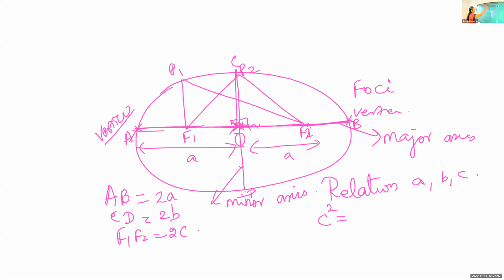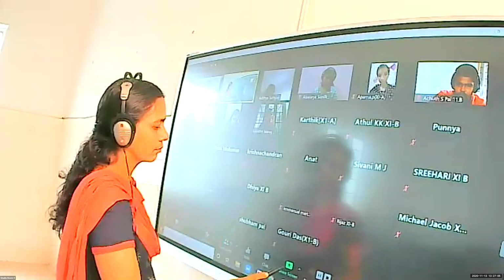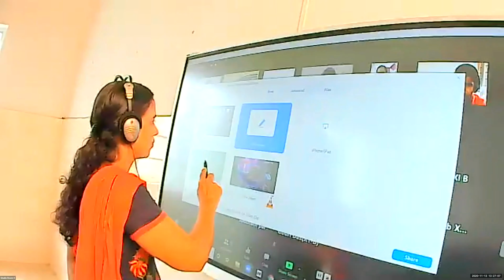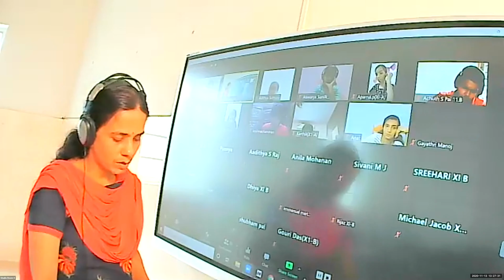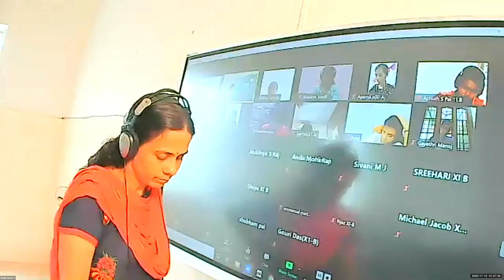Okay, children. What is the formula connecting C, A, and B? C squared is equal to A square minus B square, so C is equal to the root of A square minus B square. Now answer my question, children. What happens when A is equal to B?